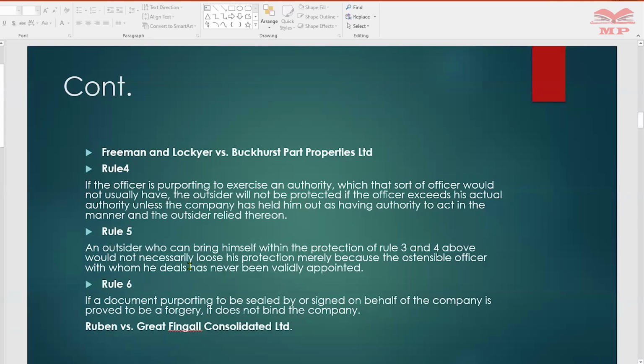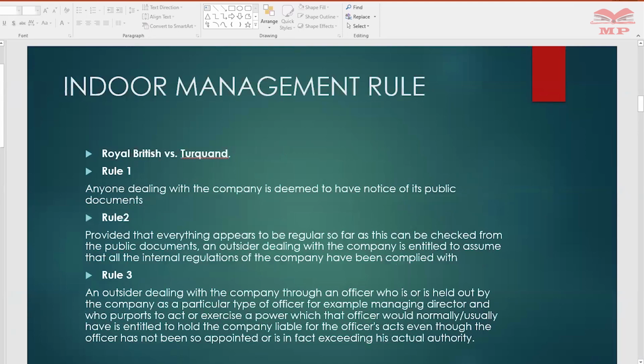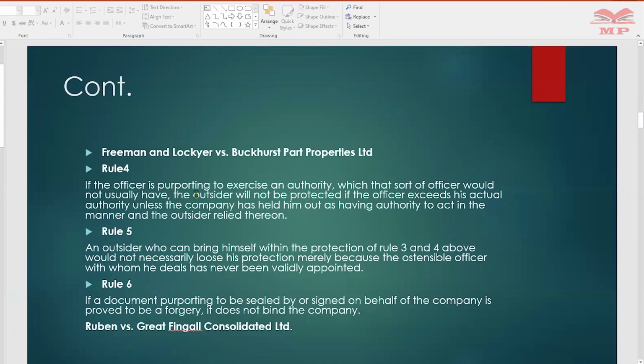Rule number 5 is that an outsider who can bring himself within the protection of rule number 3 and 4 would not necessarily lose his protection because the officer had never been validly appointed. Again, we say these rules are not set in stone. So if you are able to fit in any, it would work. And that is what rule number 5 says. See, rule number 3 is that of the managing director. Rule number 4, where there is no express intention to act in that authority, that doesn't mean necessarily that you won't be protected.